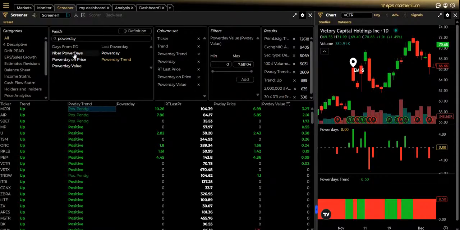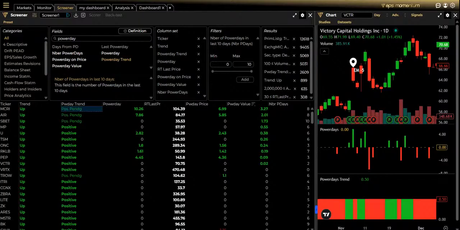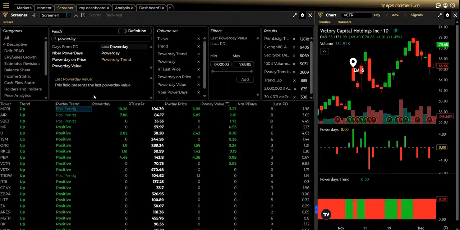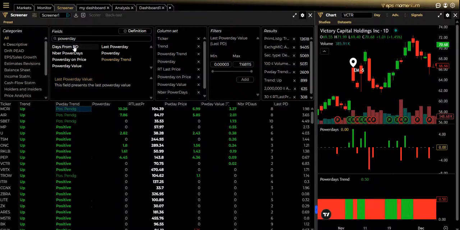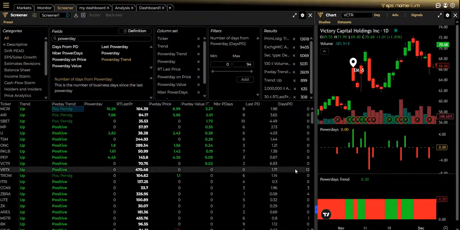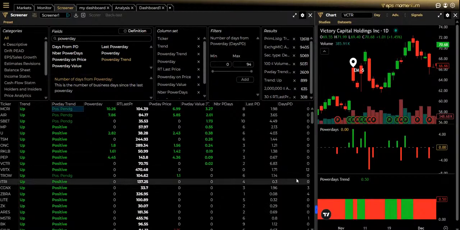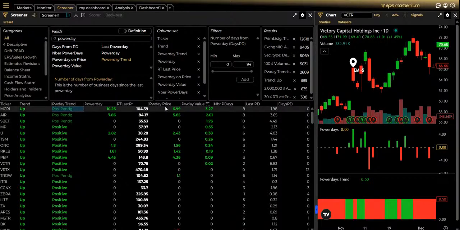We also have the number of Power Days in the last 10 days. So you click on definition, number of Power Days in the last 10 days, or the last Power Day. So when was the last Power Day? What was the value of the last Power Day? The value is 1.98 here. And the number of days since the Power Day, right? For example, this one has 12 days since the last Power Day. These have 0, obviously it just happened today, or 3 or 4, and you can sort that. That helps you really select stocks that have had Power Days in the last few days, whether on price, on value, or on both, and this is extremely powerful.